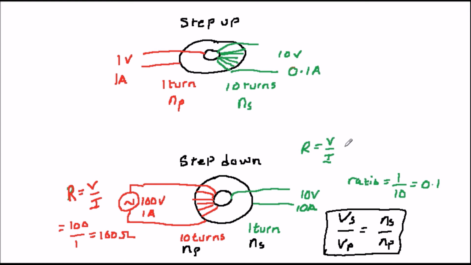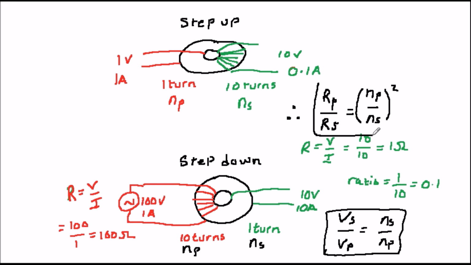On the secondary side of a transformer, we have 10 volts at 10 amps. So the resistance is 10 divided by 10, which is equal to 1 ohm. So the resistance has dropped by an amount which is equal to the turns ratio squared. This property of being able to transform impedance or resistance will turn out to be very handy later on.